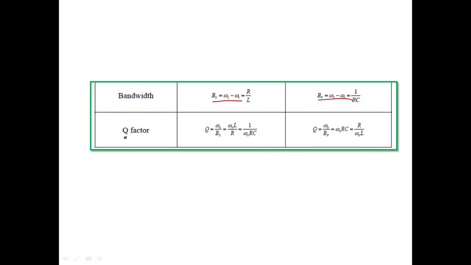Then the next parameter is the quality factor. In case of the series resonance circuit, the quality factor Q is equal to omega 0 upon bandwidth, which is omega 0 L upon R, and which is equal to 1 upon omega 0 RC. And in case of the parallel resonance circuit, the quality factor Q is equal to omega 0 upon bandwidth, which is omega 0 RC, which is equal to R upon omega 0 L. This is the quality factor for the parallel resonance circuit.